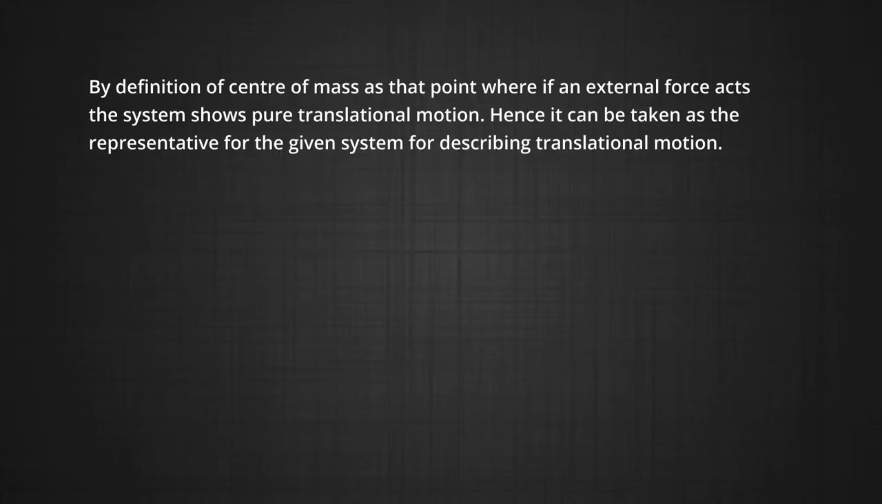By definition of the center of mass, as the point where an external force acts on the system and it shows pure translational motion, it can be taken as the representative of the given system for describing the translational motion. Therefore, F external can be written as (m1 plus m2) multiplied by ACM, which is the acceleration of the center of mass. Let this be equation number 4.